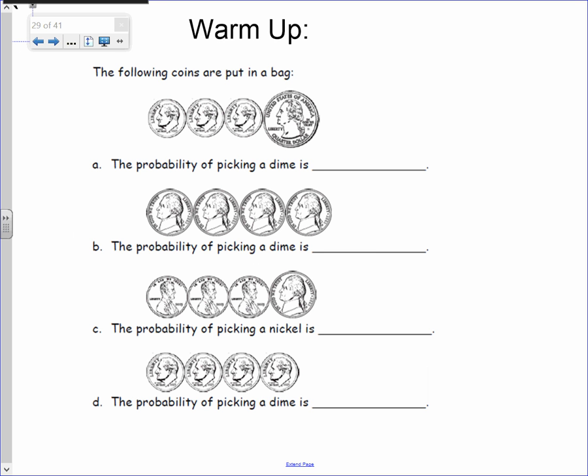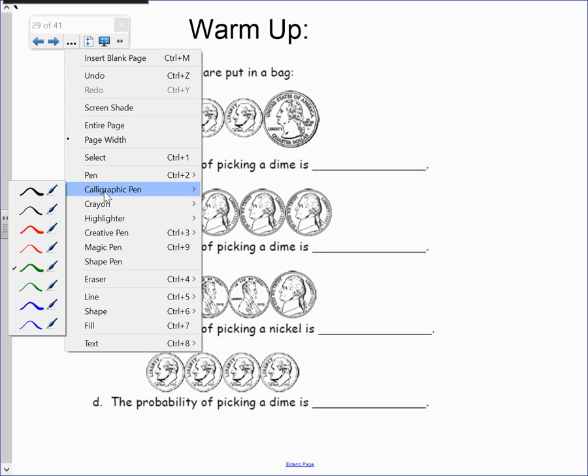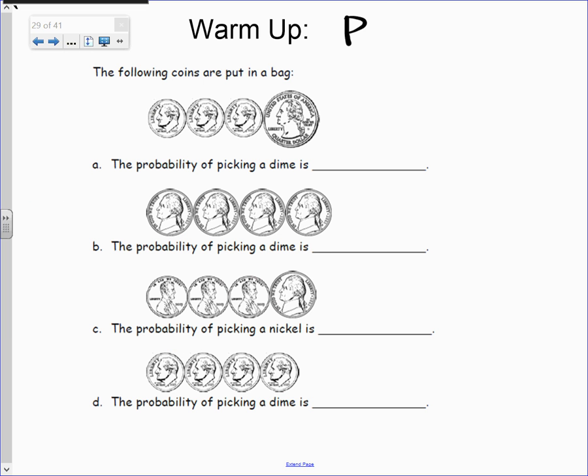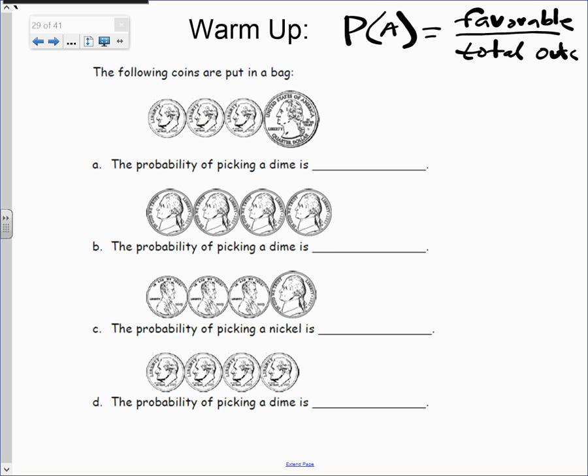Okay, so last week we talked about the definition of probability. Let me write this down here. Let's say the probability of any event A is going to be the number of favorable over total outcomes. That was our notes from last Friday and Thursday.